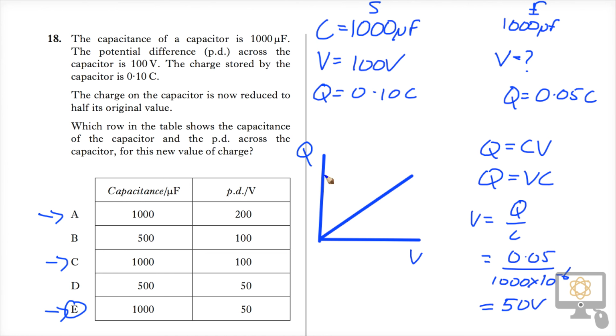If the charge was originally, say here at 0.10, and that provided a certain voltage, which was 100, if the charge went to half, 0.05, then the voltage would drop to half, which would be 50. So that just confirms what we calculated as well, and it's just another way to think about the problem. So definitely the answer is E.